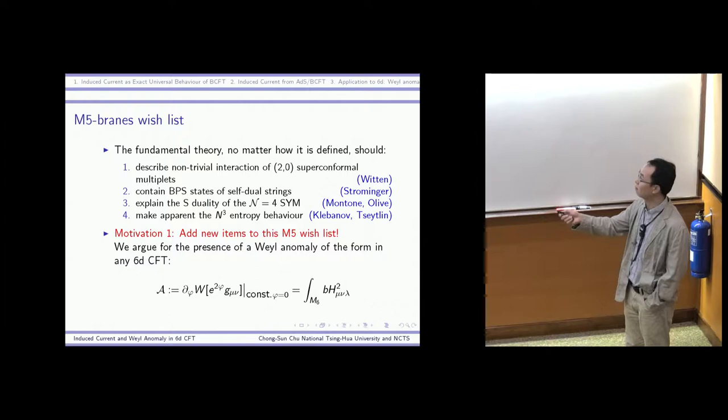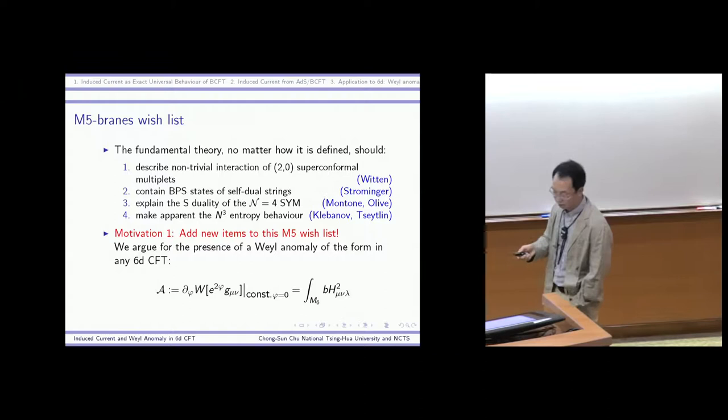And this is a prediction for any six-dimensional theory with a free-form field flux background, not necessarily constant. There will be an anomaly like this. B is some coefficient. And H doesn't have to be self-dual. In the case of self-dual, the answer is different. But this is the general case.